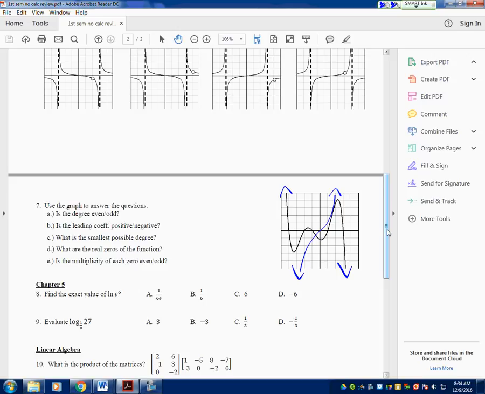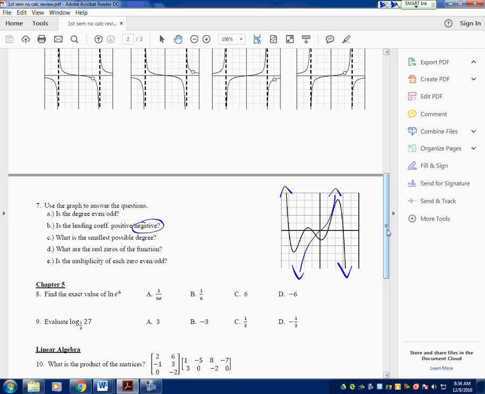Flip. What flips the parent graph? That was actually B here. Negative. So on B, the leading coefficient has to be negative. Is the degree even or odd? We can answer that based on the parent graph as well. Does this fit with a parent graph of an odd cubic or of an even squared? Odd. How do you know?